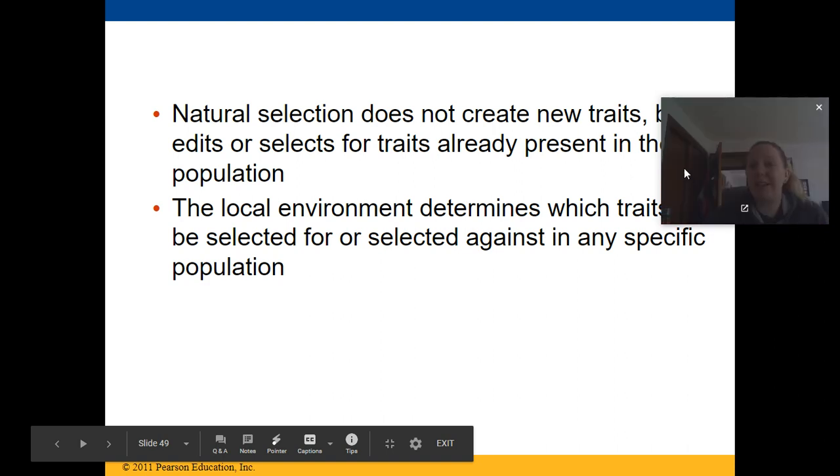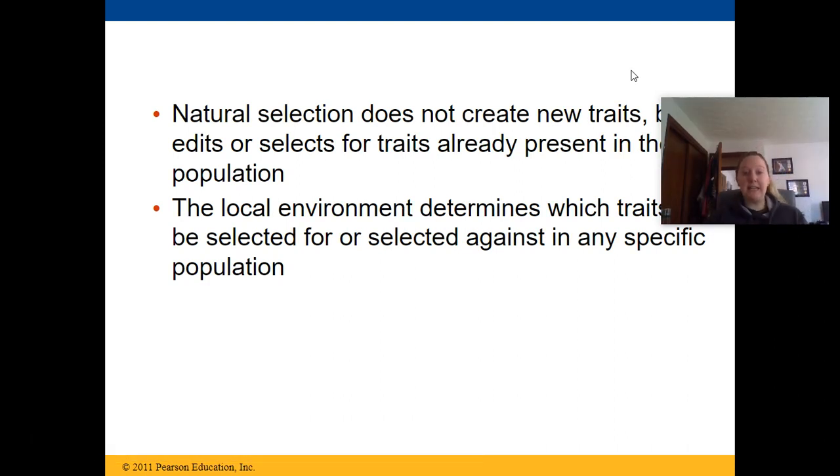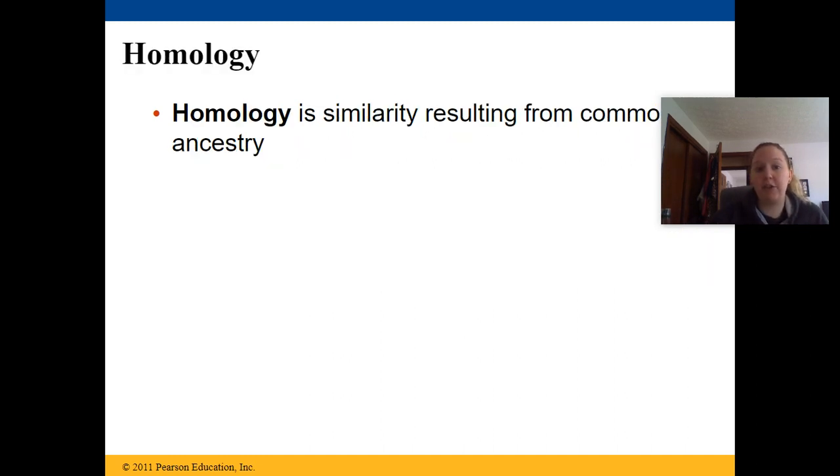Natural selection does not create new traits, but it edits or selects for traits that are already present within the population. The local environment determines which traits can be selected for or against by any specific population.